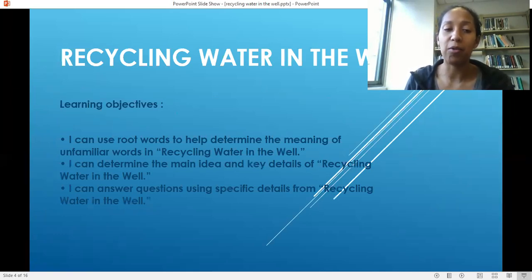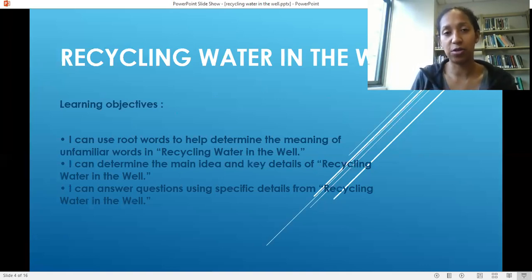I will stop right here and ask the students why it's important to know the root words. And then I will continue to our next learning target, which is: I can determine the main idea and key details of Recycling Water in One Well. And last, I can answer questions using specific details from Recycling Water in One Well.